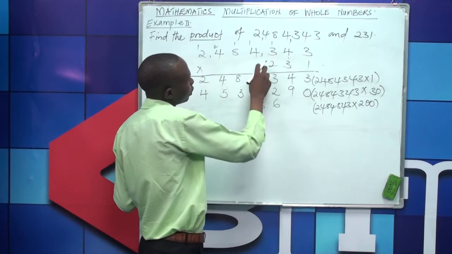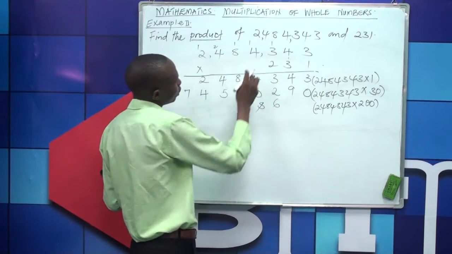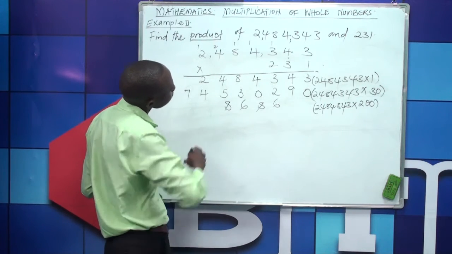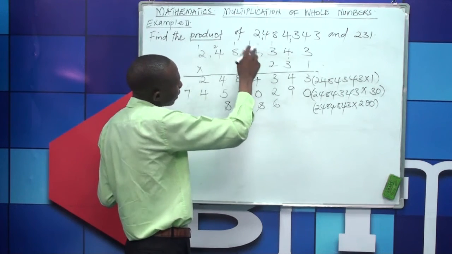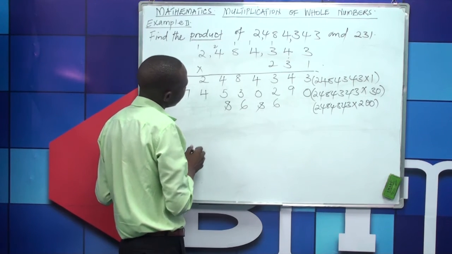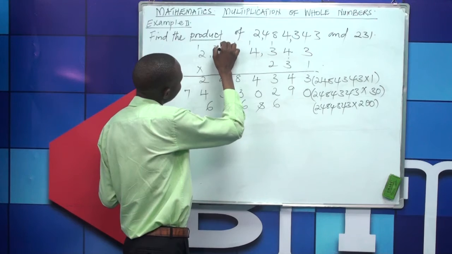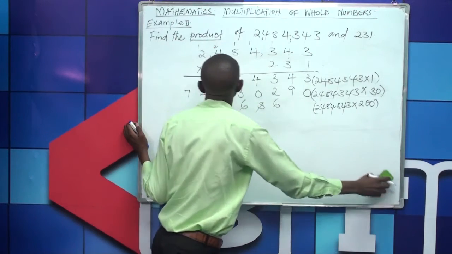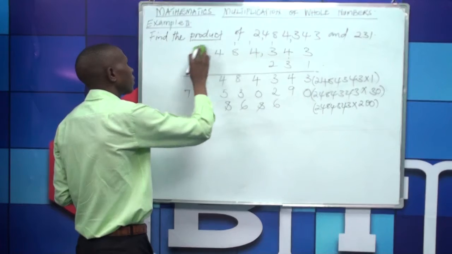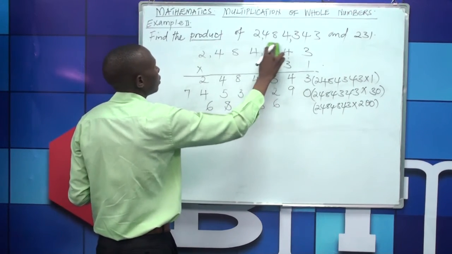Then we shall have 2 times 3. That will be 6. Then 2 times 4. That will be 8. 2 times 8. That will give us 16. 16, we shall have to write 6. We regroup 1. These ones we finished them a long time ago.